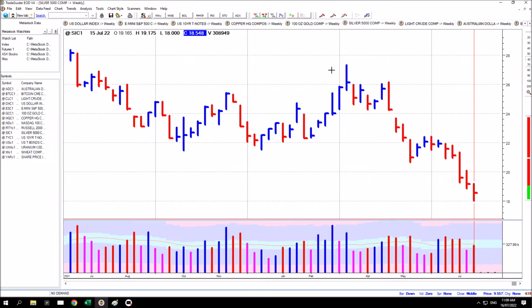Silver price futures. You can see the silver price futures broke down here, drifted lower. But this week, spread is about average. The close in the middle on the increase in volume suggests there is some buying support in the market. I think there's been previous support at the $18 level.